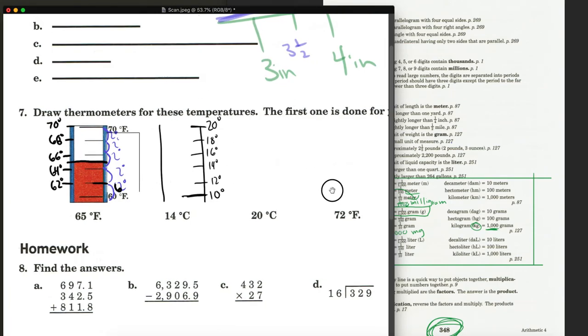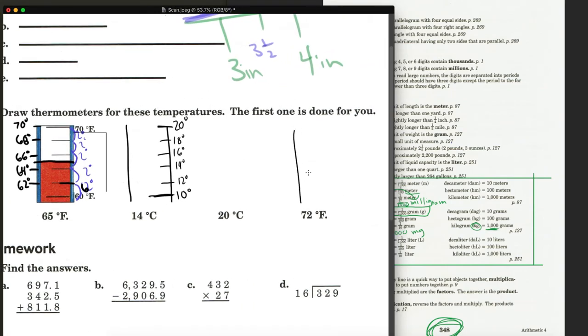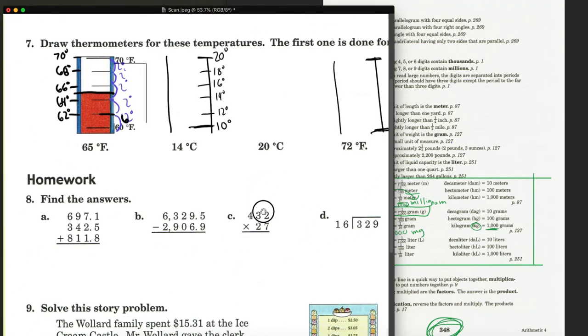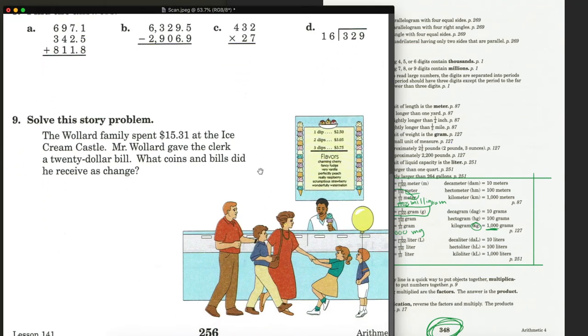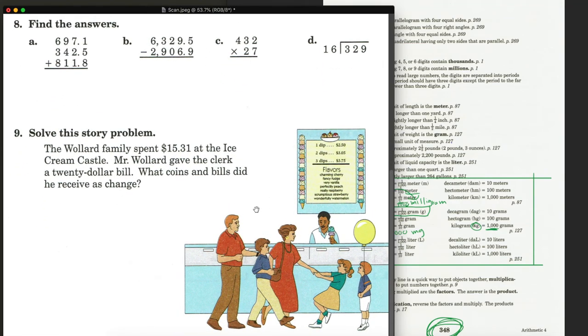For 72 degrees, what 2 tens digits would I have here? For 65, they started at 60, ended at 70. For 72, where do you think I should start? Where do you think I should end for my thermometer? I'll let you guys figure that out. And the rest, I think you guys should be able to do by yourselves.